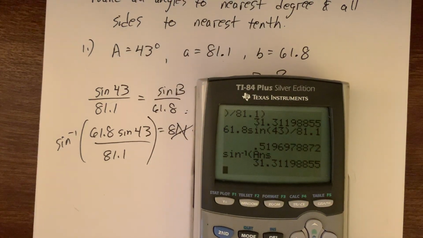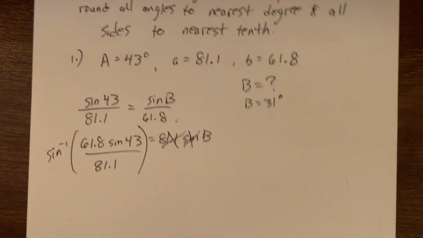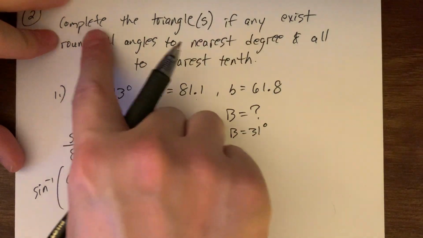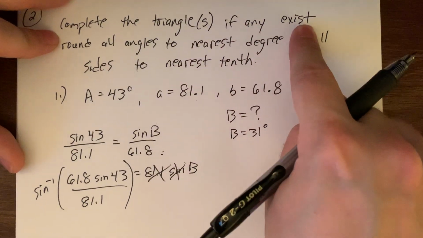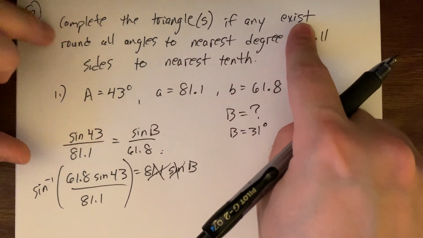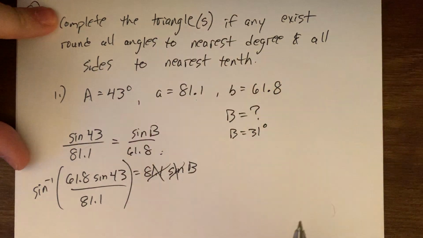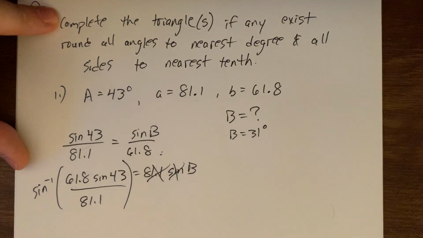But here's the pain in the butt, everybody. Now let's go back to the actual directions and notice why this felt a little different. Complete the triangle, possibility of 2, if any even exist. So now with these directions, we're really getting 3 possibilities, everybody. We might not get a triangle at all. The book does some nice little pictures.